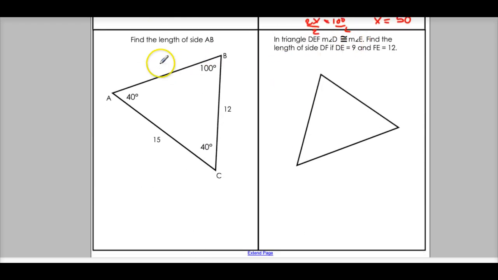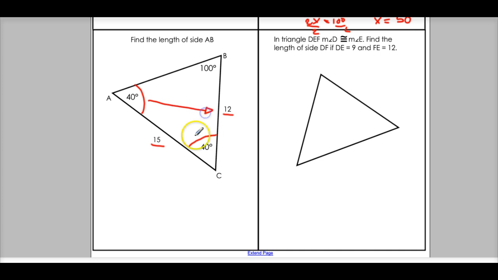Moving on, find the length of side AB. Okay, that's this side right here. Now let's see. I know this is isosceles because I have two congruent angles. So this must be an isosceles triangle. There's two congruent angles. Now, one side length is 12 and the other one is 15. And I have to figure out which, if this is an isosceles, two of the sides are going to be the same, but which one is it, 12 or 15? Well, let's just draw our arrows to see which one it is. So we're going to go opposite 40.